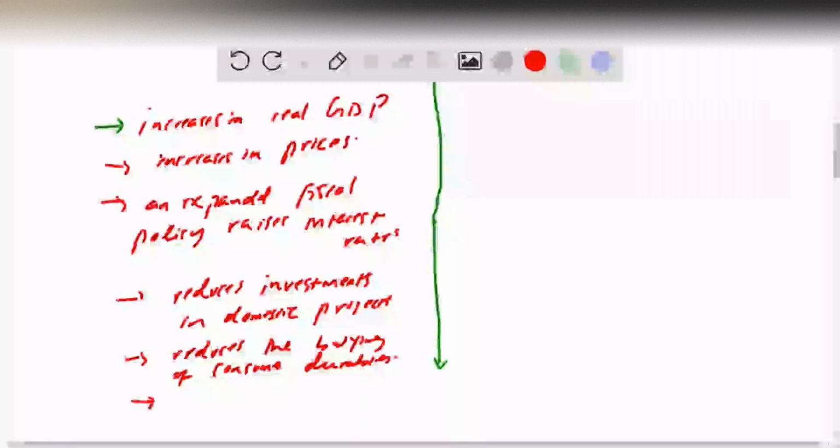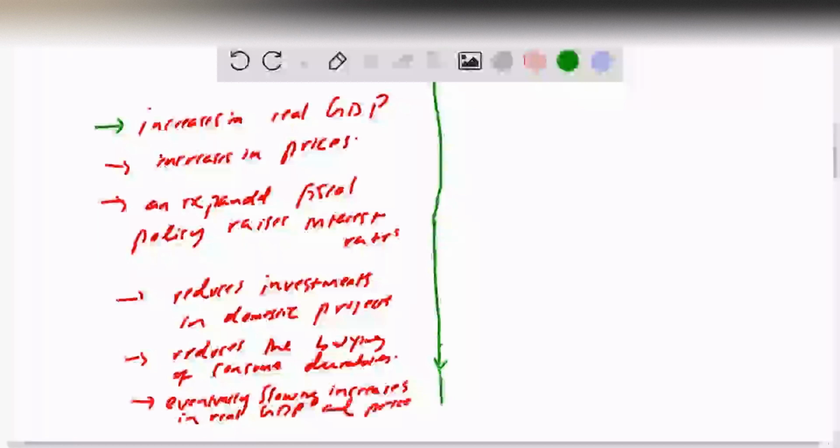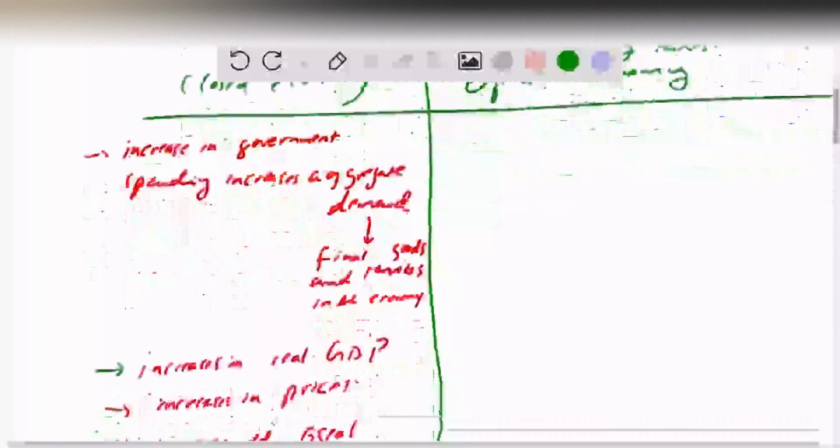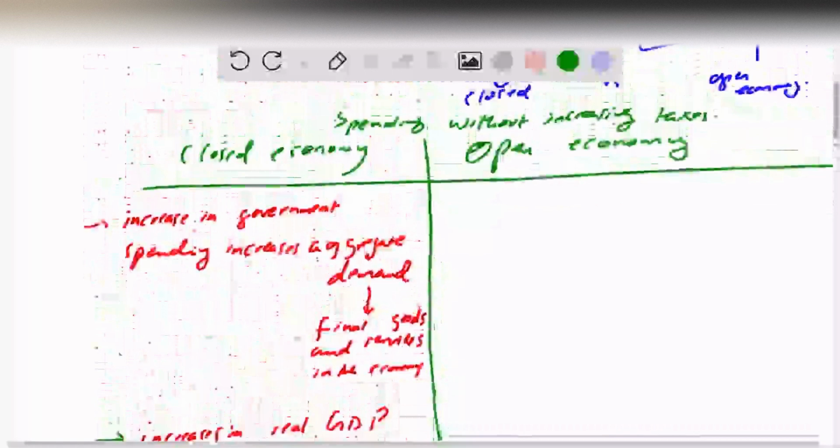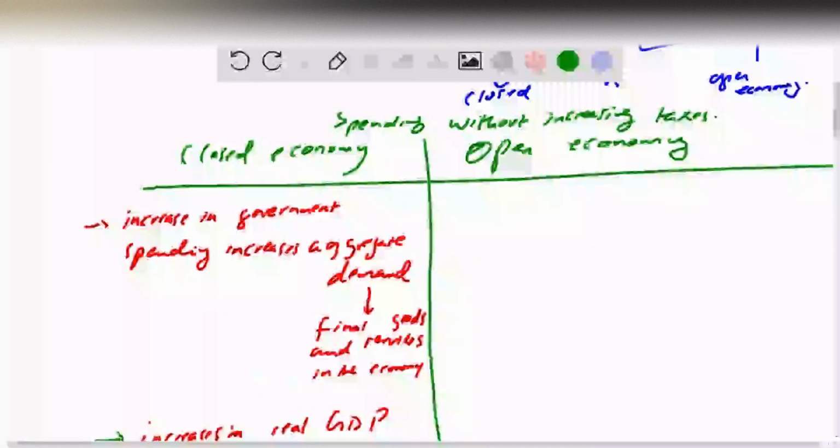And in the long run, eventually, there's a slowing down of increases in real GDP and prices. So that's what happens. Initially you increase aggregate demand, it affects interest rates, and then when the interest rates come in, they're obviously going to have the opposite effect in terms of investments and spending in consumer goods.